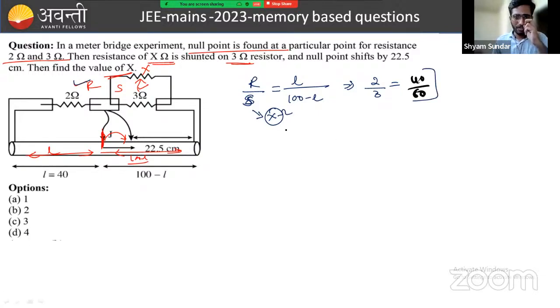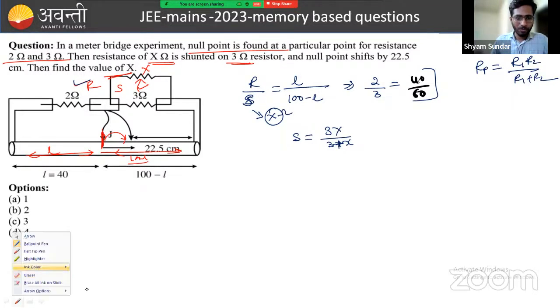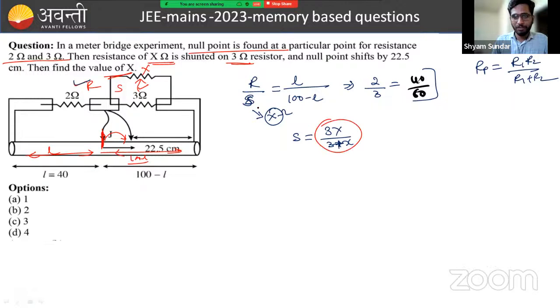Now it is shifting. So the S value will become 3x divided by 3 plus x. I wrote it this way because it is a parallel connection: multiplication divided by addition. R parallel is equal to R1 R2 divided by R1 plus R2. Clear enough? Now substitute this value in this equation.